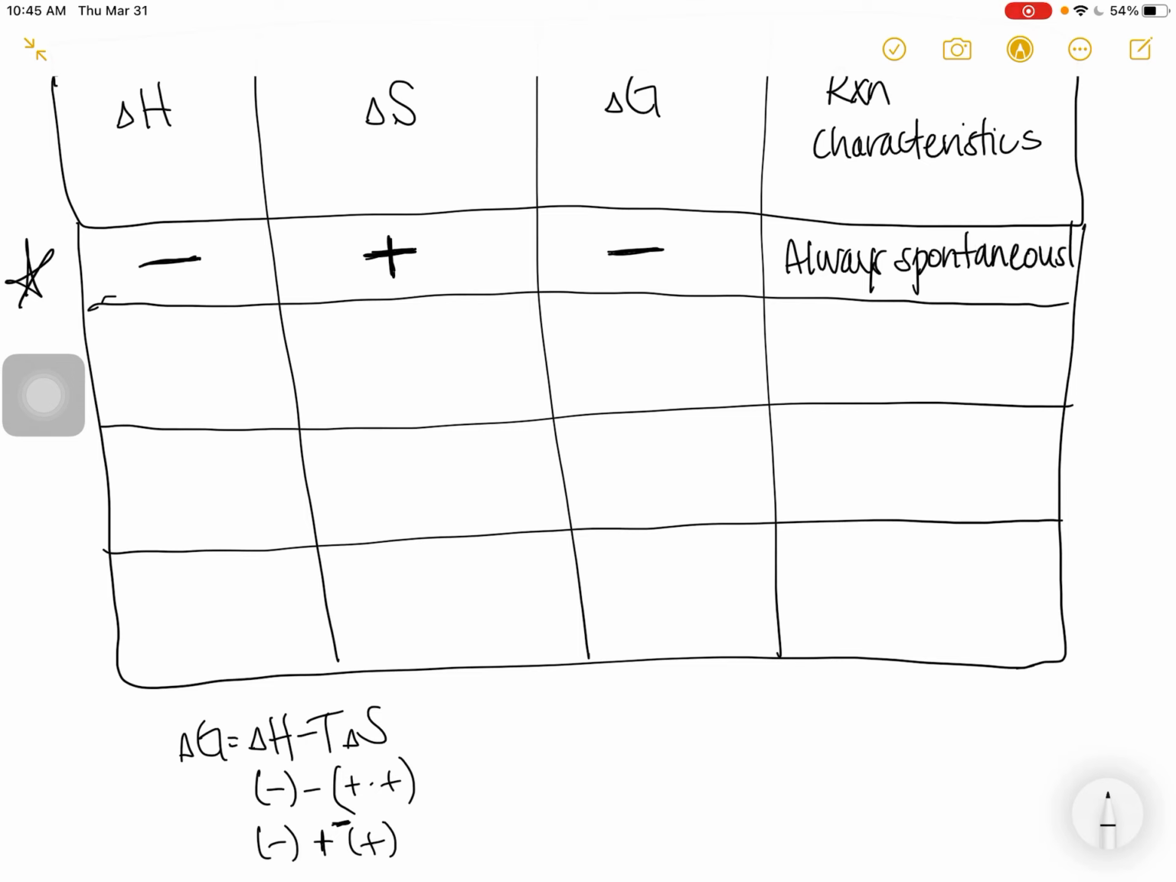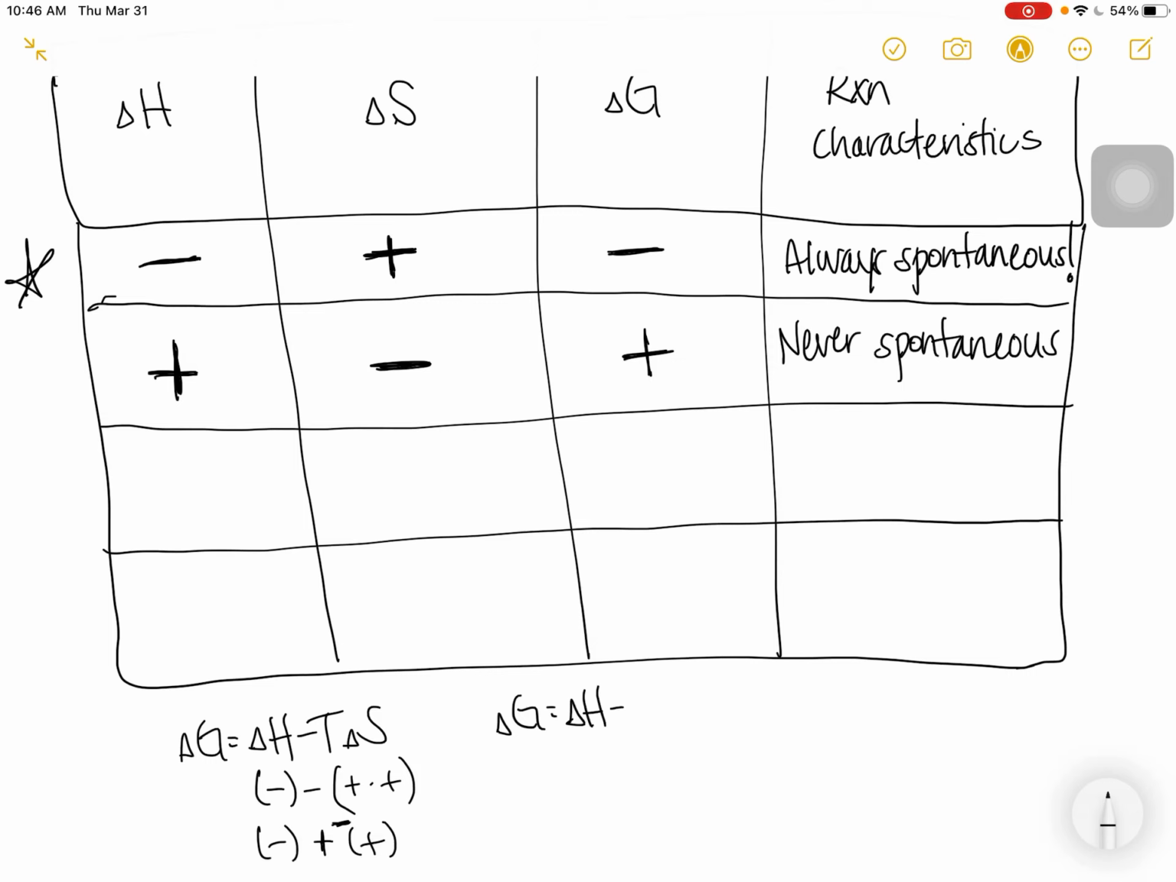Okay, and this is, like I said, a memorizer, because what this means is if I have any reaction, it doesn't matter what it is, any reaction that is exothermic and increases in disorder, delta G will be negative, and the reaction is spontaneous all of the time in that direction. Okay, so if you know that, then you should know that the reverse of those 2 signs is going to give you the opposite value of delta G. Delta G will always be positive, and the reaction will never be spontaneous.